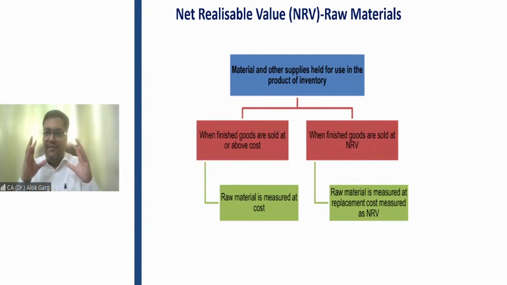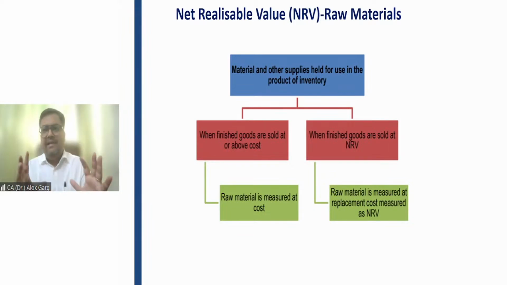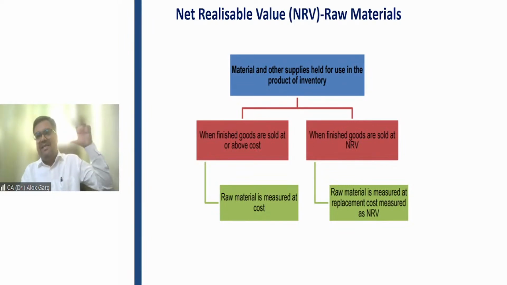Friends, your finished goods and your work in progress has to be measured at cost or NRV, whichever is lower. Please write down: finished goods and work in progress has to be measured at cost or NRV, whichever is lower. But raw material has to be measured at cost, right? Raw material has to be measured at cost, subject to some condition.